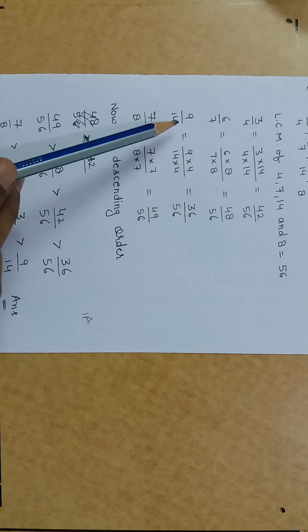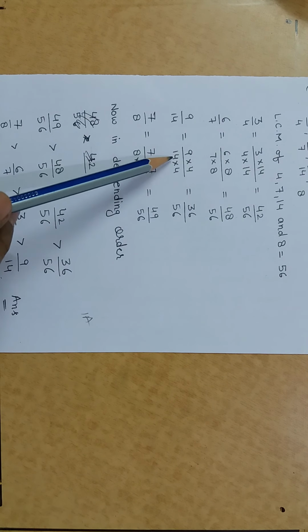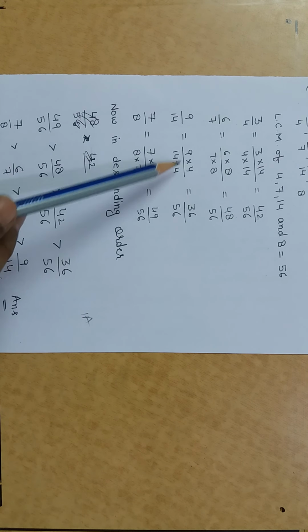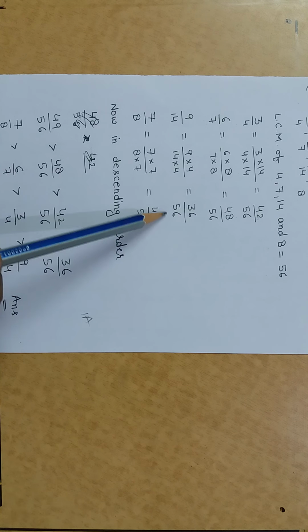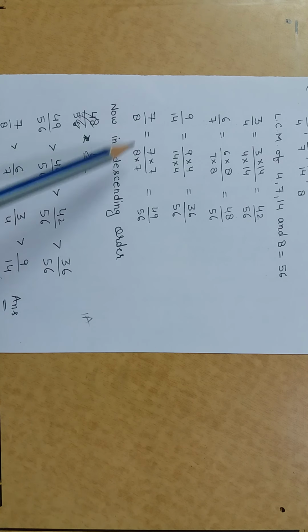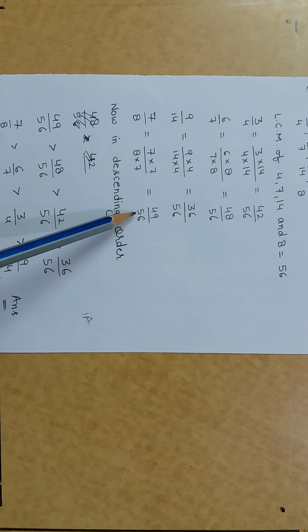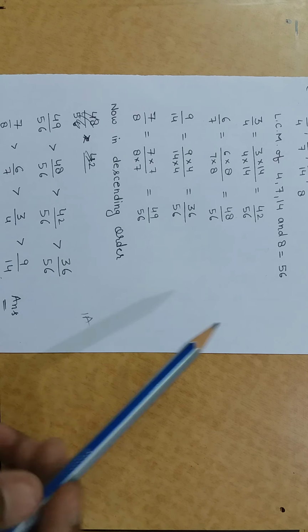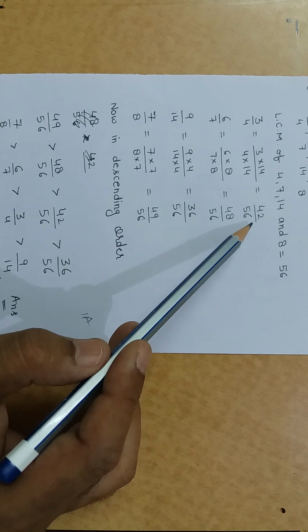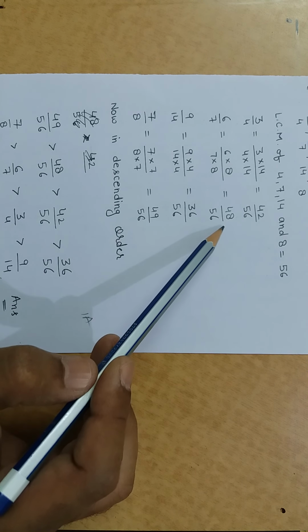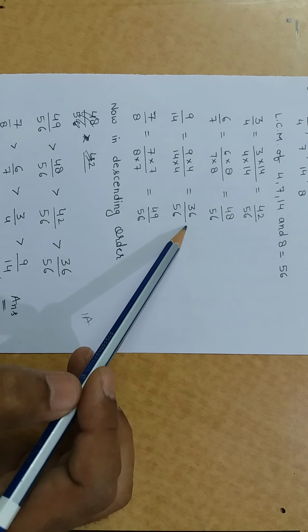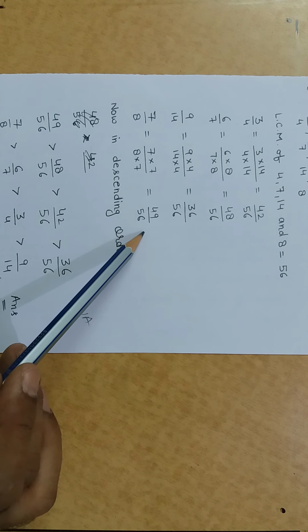Same for the next, 9 by 14. Multiply 14 by 4 and 9 by 4, giving 36 upon 56. And the last, 7 upon 8. Multiply by 7 in both numerator and denominator, giving 49 upon 56. Now look here: 42 upon 56, 48 upon 56, 36 upon 56 and 49 upon 56.